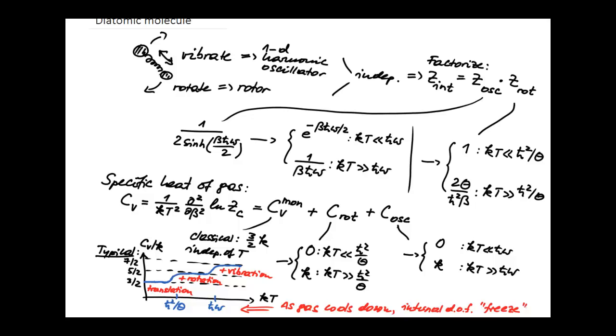For a typical diatomic gas, room temperature is somewhere in between the typical scale of the rotor and the oscillator. So at room temperature, one is typically in the regime where the rotational degrees of freedom are activated but the vibrational degrees of freedom are not yet activated. So for a diatomic gas at room temperature, you observe a specific heat of 5/2 times Boltzmann's constant.